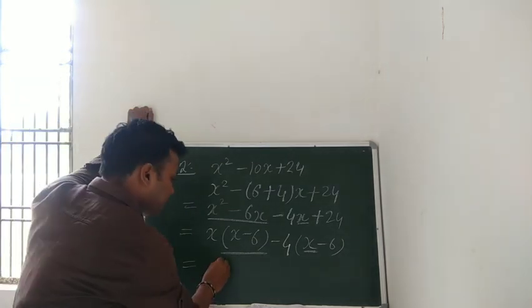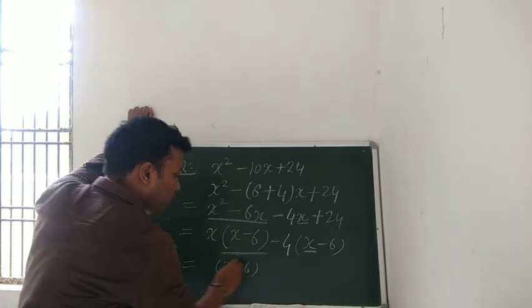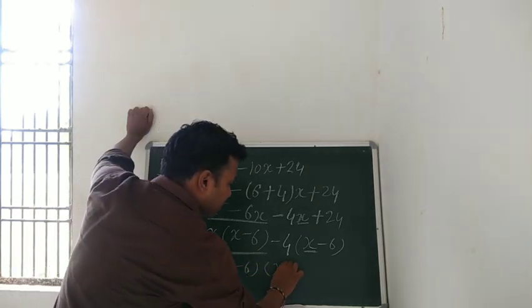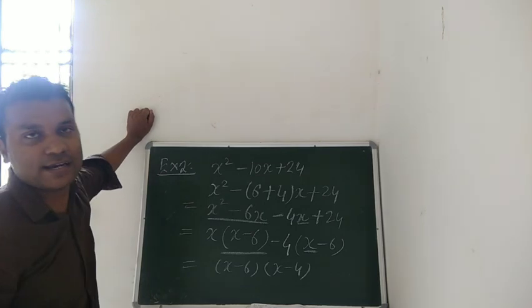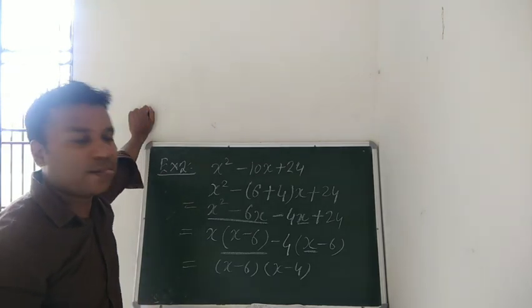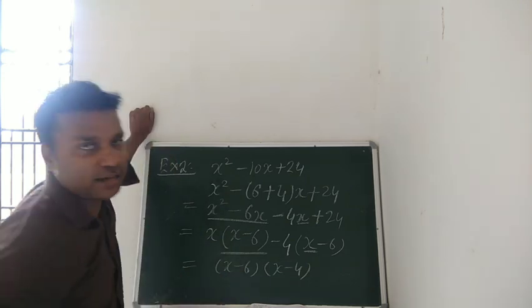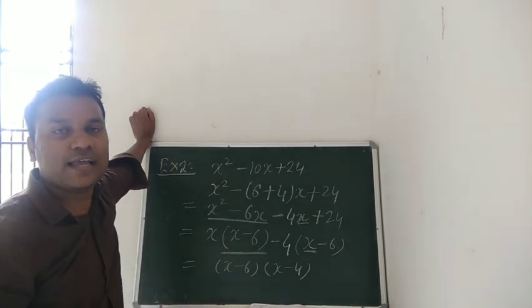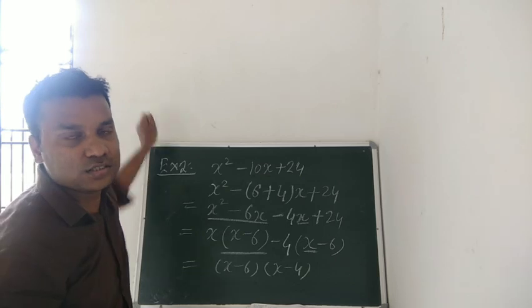Now we are getting x minus 6 as a compound factor. So we'll take this compound factor as a common, and the rest of the terms, x and minus 4, will be written in the second bracket, and thus we will get our solution, our factors: x minus 6 into x minus 4. So students, this is how we can resolve such expressions into factors.